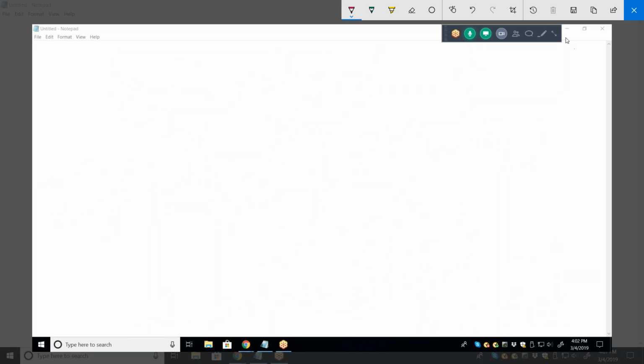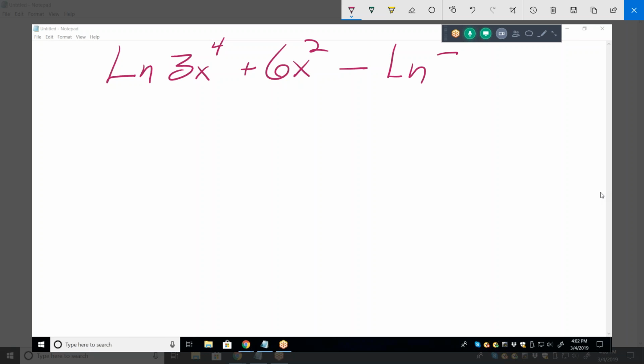What else? Okay. Natural log of 3x to the 4th plus 6x squared, minus natural log of 3x squared, equals natural log of 50. Now, do I need parentheses around these like that? Yeah, parentheses around all of the arguments.